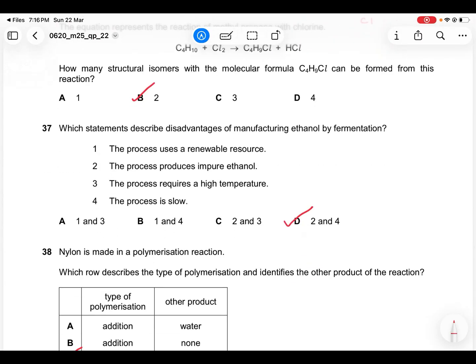Which statements are disadvantages of manufacturing ethanol by fermentation? The process uses renewable sources, but we have to find the disadvantage, and renewable sources is an advantage here. The process produces impure ethanol, that is a disadvantage because we have dead yeast also in that and we have to purify the ethanol further. The process requires a higher temperature, which is wrong. We perform fermentation at room temperature, around 25 to 35 degrees Celsius. The process is slow. Yes, so that is also a disadvantage here. So options 2 and 4 are the disadvantages for the fermentation process.